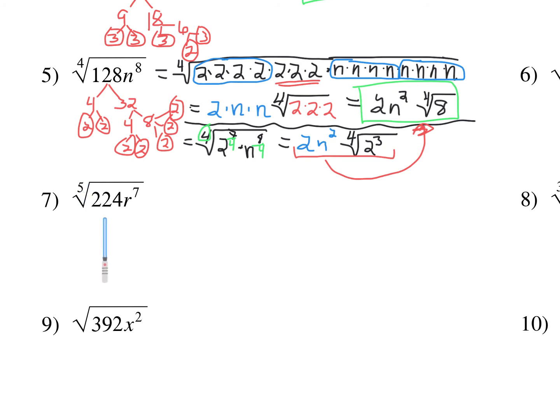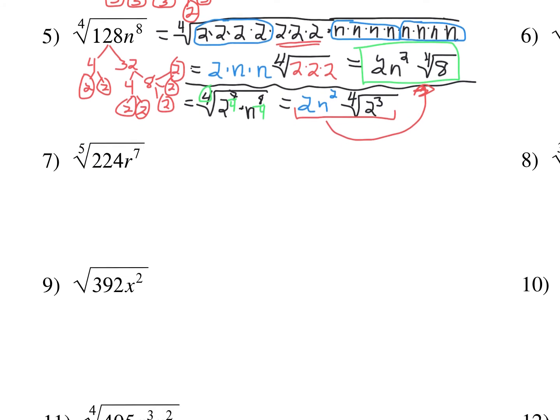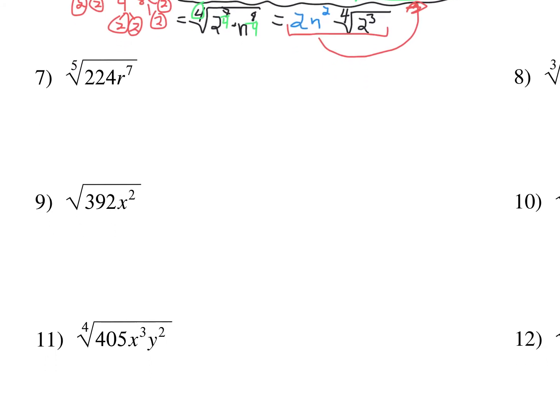So now we have a fifth root, so we're going to prime factor 224. And off the top of my head, 4 goes into 224. So 4 goes into 22 5 times with 2 left over, and 4 goes into 24 6 times. 4 breaks down into 2 and 2. And then 56 becomes 7 times 8. And we already know that 8 has 3 2's.